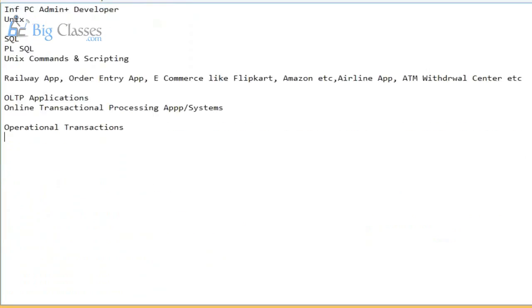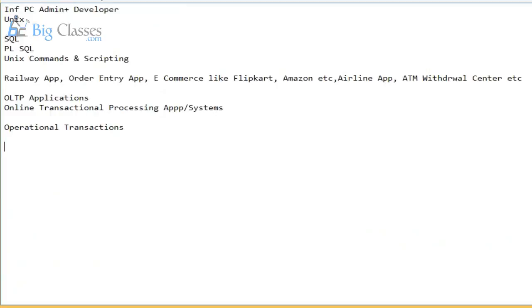OLTP applications are very important to the business because they stand as the backbone of the business, which are basically capable of storing all the operational transactions. Whenever you go with an application like Flipkart and make a transaction, it means you have booked a ticket or you have booked a product. When you book a product within the Flipkart application, you are adding data to the OLTP system. You are performing a transaction.